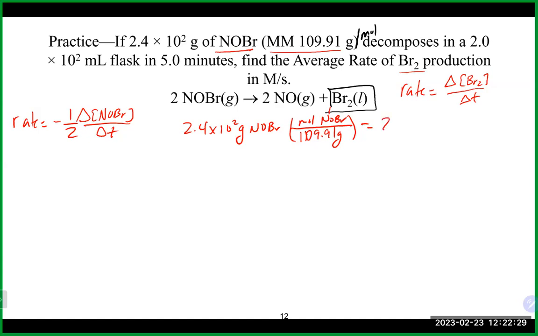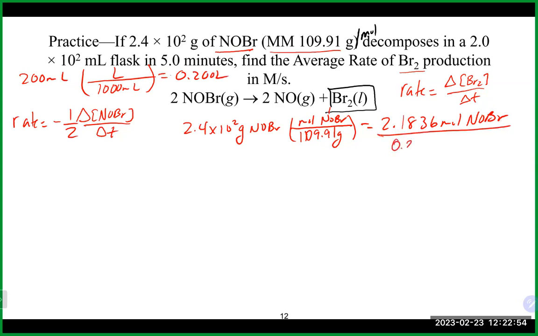And that will get us 2.1836 moles of NOBr. I also want the molarity of NOBr, so I'm going to divide it by the volume, and that is 200 milliliters. There's 1,000 milliliters in a liter, which gives us 0.2 liters. So this would then be divided by 0.2 liters. And if we do that, we will end up with a concentration of NOBr that is 10.9, and I'll call it 1/8 molar.